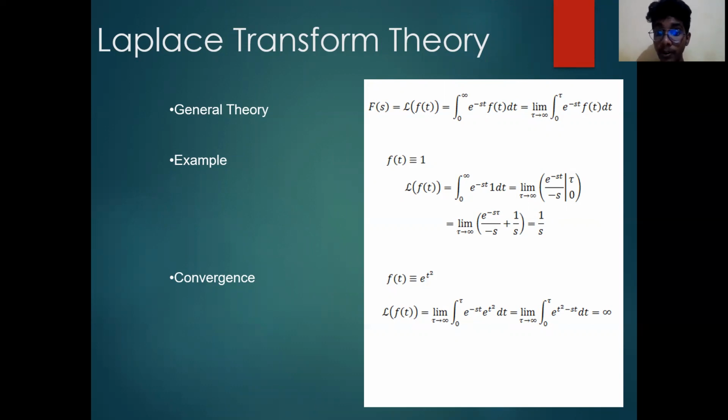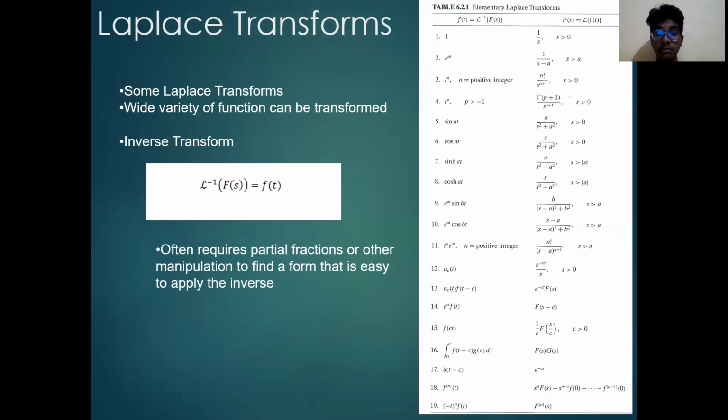So for f of t equal to 1, we get 1 by s for the Laplace transform. And for convergence, take e power t square: L of f of t equal to the limit as a goes to infinity of the integration of 0 to a e power minus st e power t square dt, which is the limit of 0 to a e power t square minus st dt, and we find it goes to infinity. So the Laplace transform does not exist there.